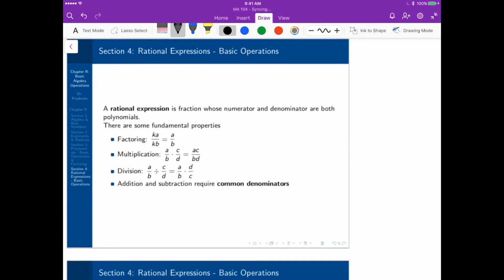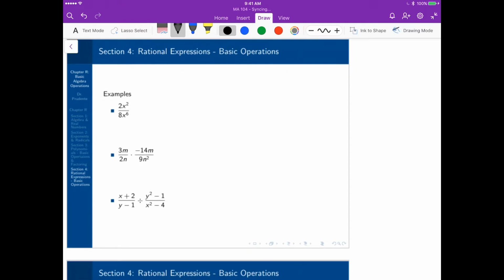And if we want to add or subtract, what we'll need is common denominators, right? And we'll go over some ways to do some things like that.